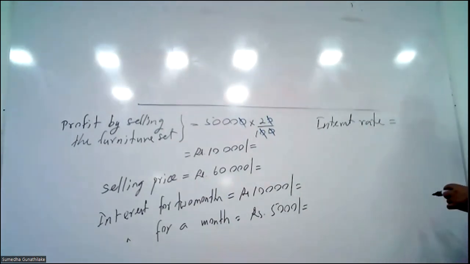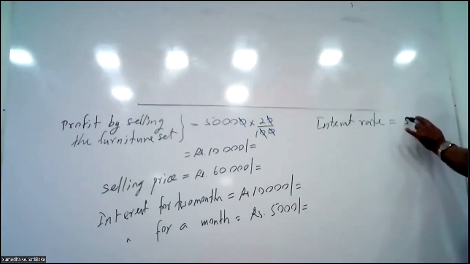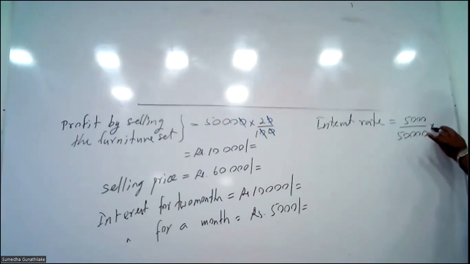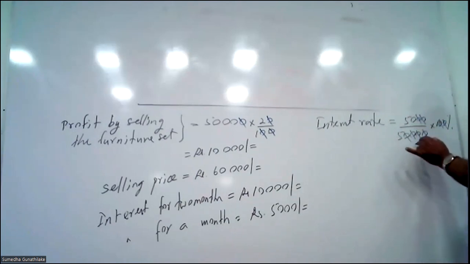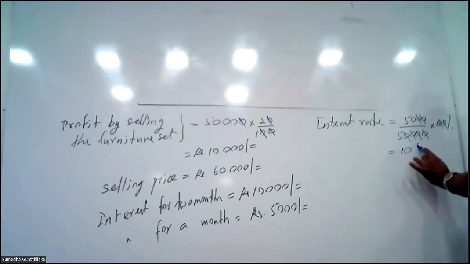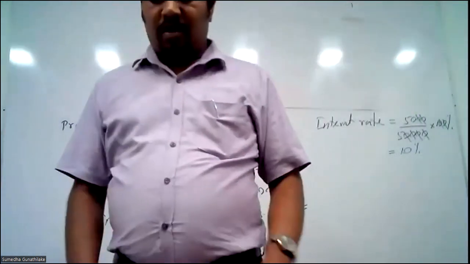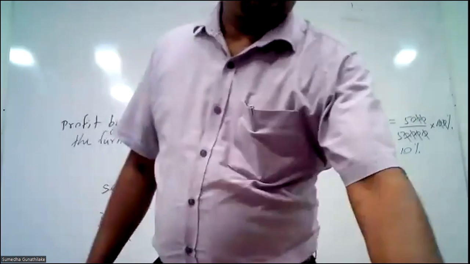Finally, we come to the question. 5,000 paid for the loan amount of 50,000. Then how much out of 100? That's the interest rate. 50 by 5 is 10%. Interest rate. Actually, there's a monthly interest rate, no? This question says simple interest per month.